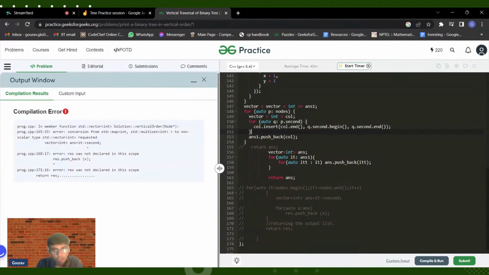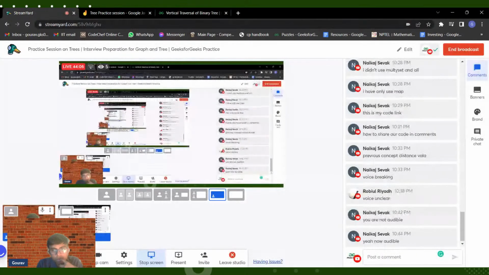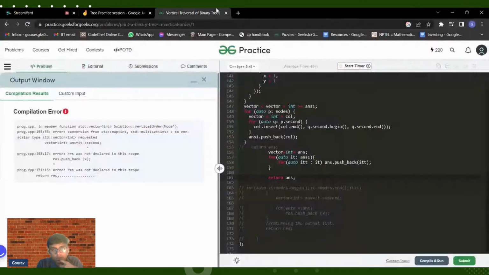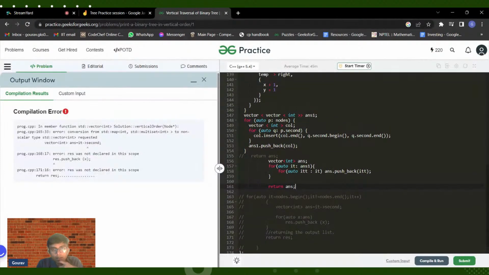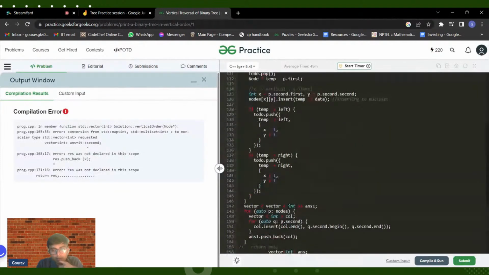Can anyone just spot the error? Why is it an issue here? Yeah, apologies for that. So what exactly are we missing here?